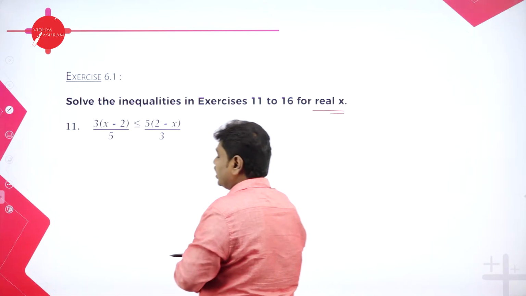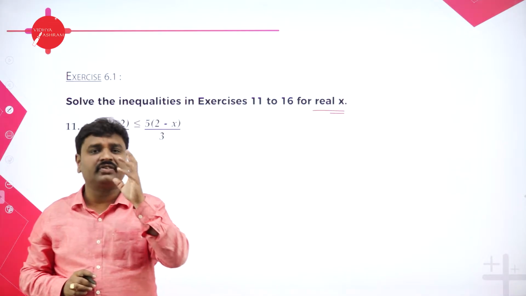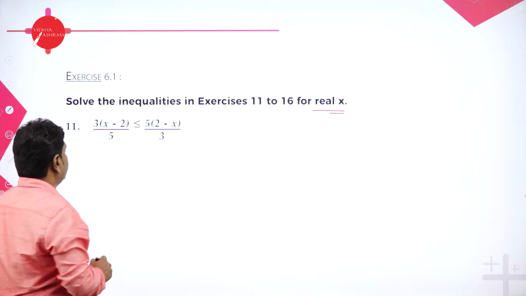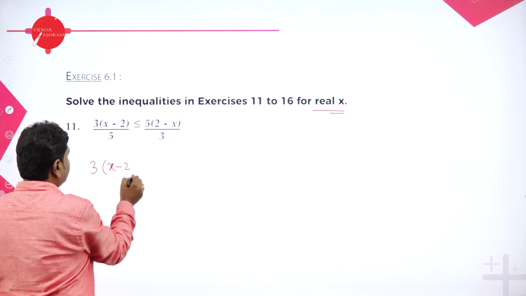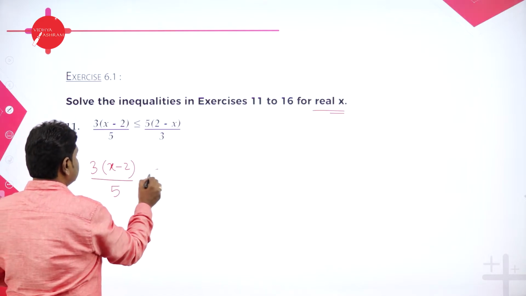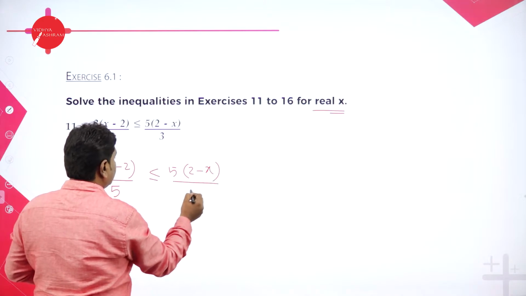I told x is a real number. You know, if x is a real number, you should write the answers in what? Intervals. So now they gave inequality 3 into x minus 2 divided by 5 is less than or equal to 5 into 2 minus x divided by 3.